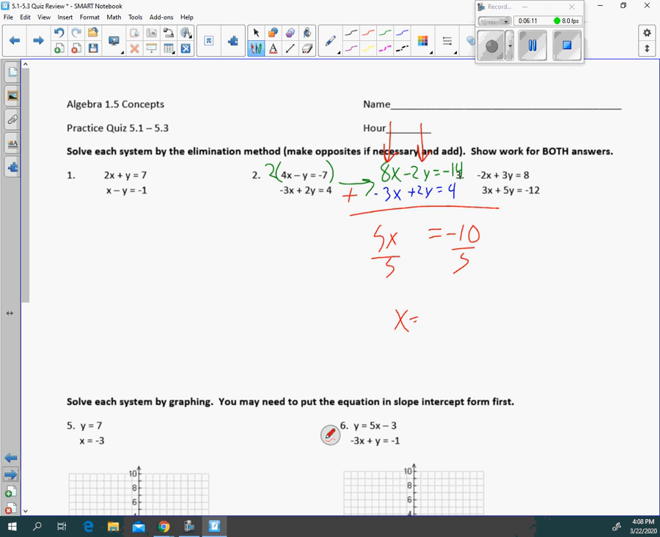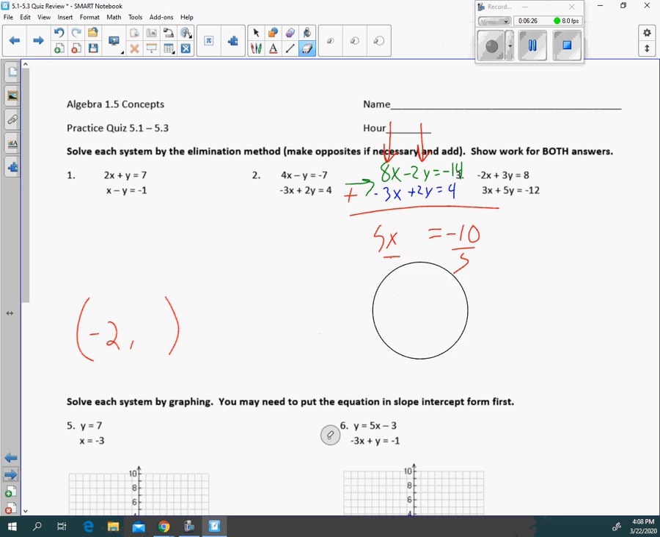X equals negative 2. That says negative 2. Alright, negative 2. Boom. How do we get the y? Well, we take that, we plug it back in for x. Doesn't matter which one. I'll maybe pick the bottom one.